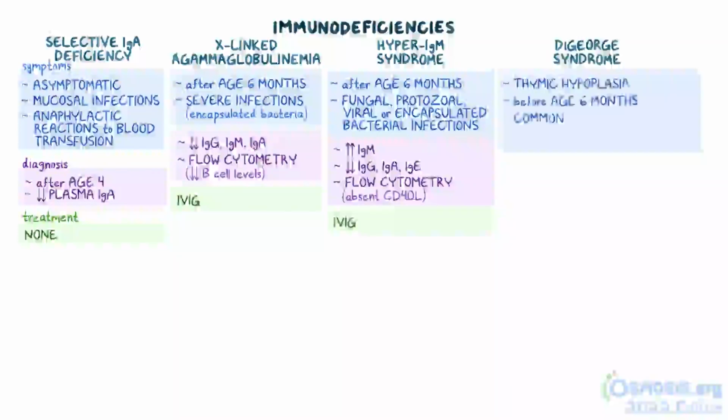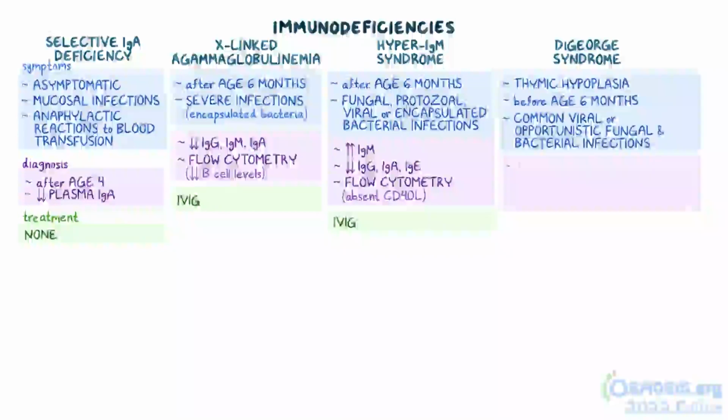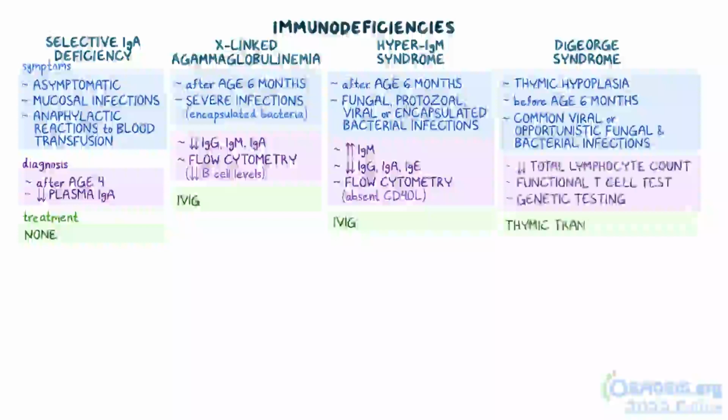The main T-cell deficiency is DiGeorge syndrome, which causes thymic hypoplasia and presents before 6 months of age with common viral infections or opportunistic fungal and bacterial infections. Diagnosis starts with a low total lymphocyte count, followed by functional T-cell tests, and is confirmed with genetic testing. Thymic transplantation is the treatment of choice.